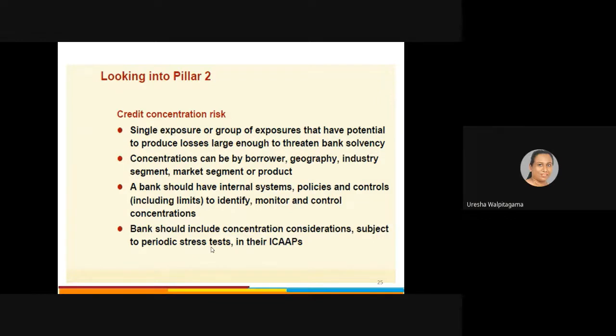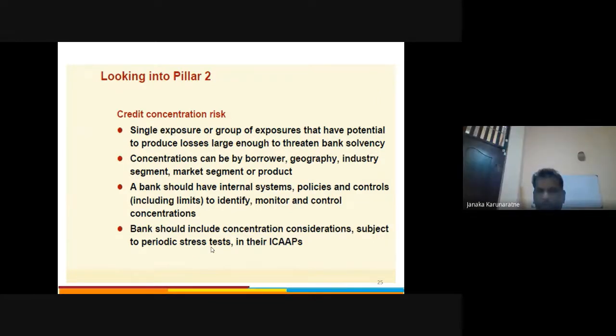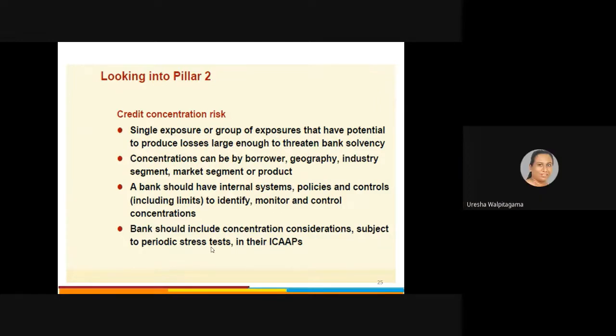Because of the Russia-Ukraine war, most of our tea exports go to Russia. With this economic situation, Russia is also having inflation issues. So with the war, those in the tea industry can face difficulties. If their revenue goes down, the bank's lending to that industry, its credit portfolio, may be affected.